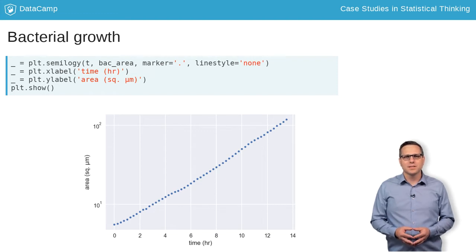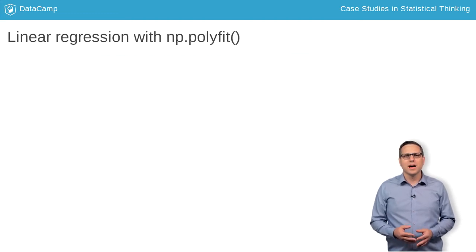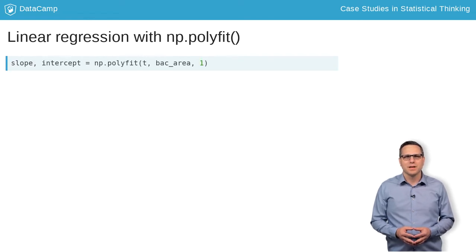In the second statistical thinking course, you learned how to perform a linear regression using np.polyfit. The first two arguments are the respective x and y values you want to fit with a line. The last argument is always 1 for a linear regression, because a line is a polynomial of degree 1. The function returns the slope and intercept of the best fit line.